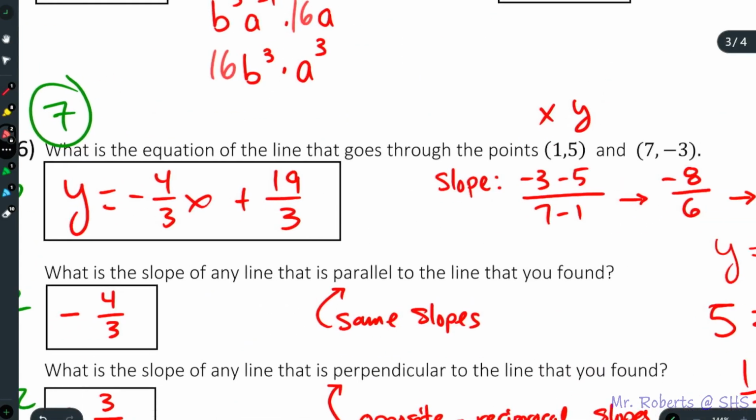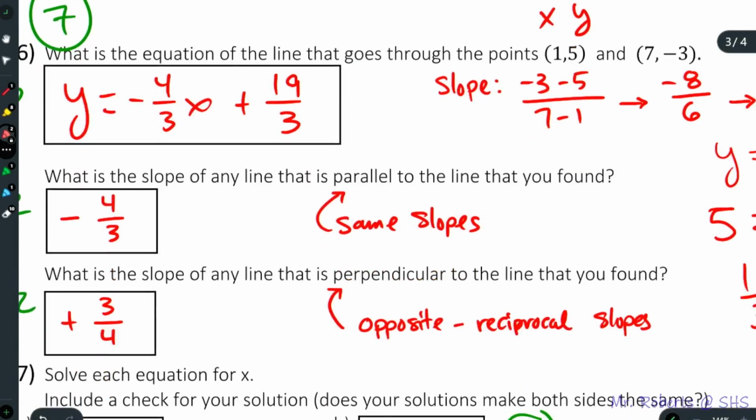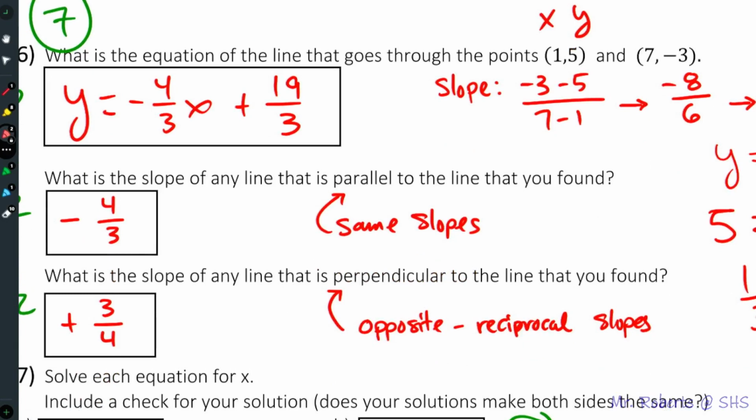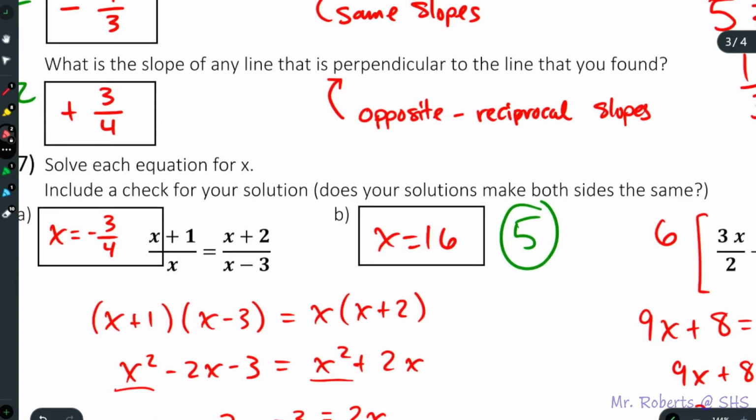Moving on, what is the equation of the line that goes through these 2 points? The equation of that line is -4/3 x + 19/3. What is the slope of a line that's parallel? Anytime you get parallel lines, the slopes are the same. That line had a slope of -4/3, so a parallel line would also be -4/3. Any line that's perpendicular would have a slope that is opposite and reciprocal. So it was negative, I made it positive, and I flipped the numerator and denominator, so the slope would be 3/4.